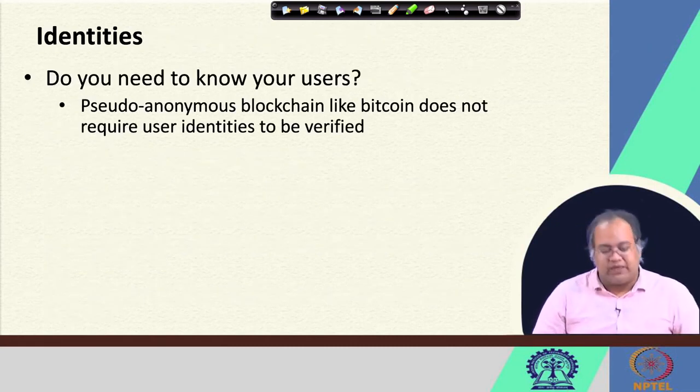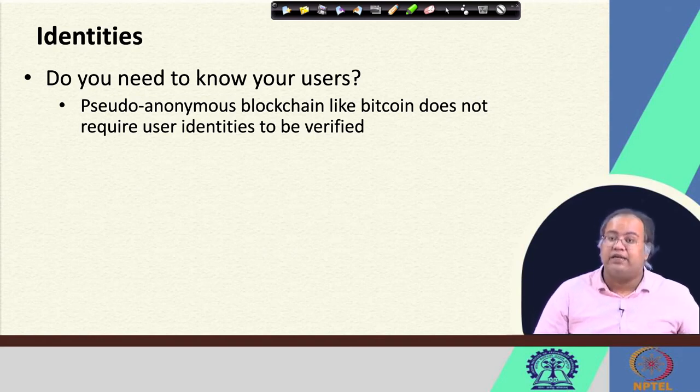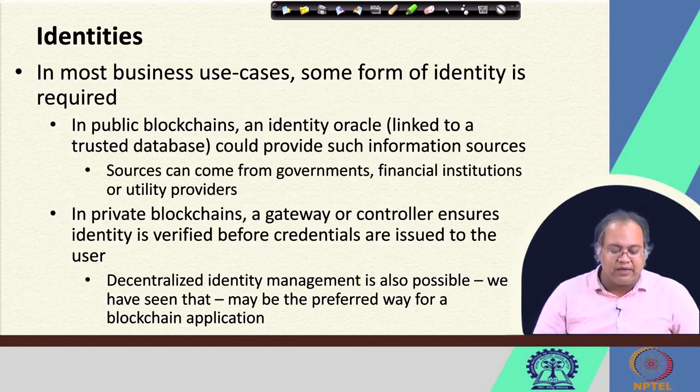Then comes the important aspect of identities. Do you need to know who your users are? For example, pseudo-anonymous blockchains like Bitcoin do not require user identities to be verified. But in most business use cases, some form of identity is required. If it is a public blockchain, there is an identity oracle linked to a trusted database that could provide such information. These sources can come from governments, financial institutes or utility providers. For example, for your Aadhaar verification, you need to rely on the government database.